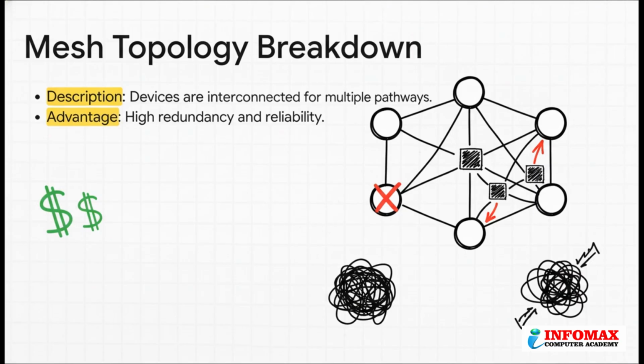It's actually the same core idea that makes the entire internet so resilient. Since every device is connected to lots of other devices, if one path breaks, who cares? The data just takes a different route. This makes it incredibly reliable. But all that reliability, well, it doesn't come cheap. It's expensive and can be a real headache to set up.